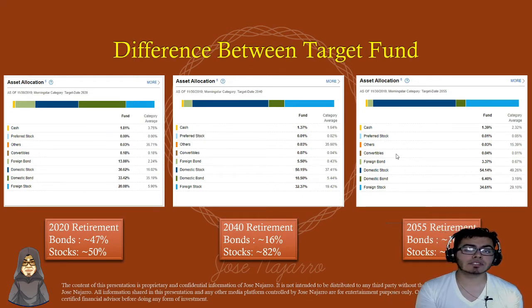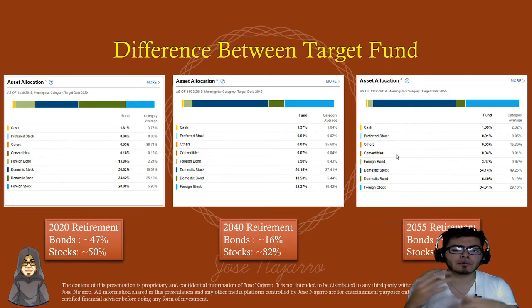Now let's go. If I was 40, it would be 120 minus 40. It would give me 80% in stocks, 20% in bonds. And let's say I was almost ready to retire, I was 60 years old. It would be 60% in stocks and 40% in bonds. And obviously, this is just a golden rule. There are other golden rules. You can Google online to see what's a good type of portfolio management.